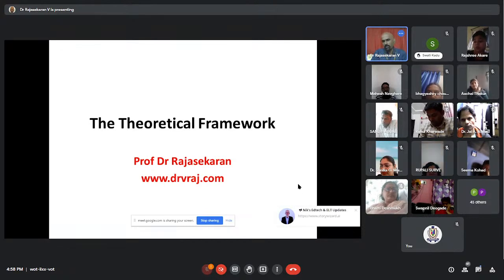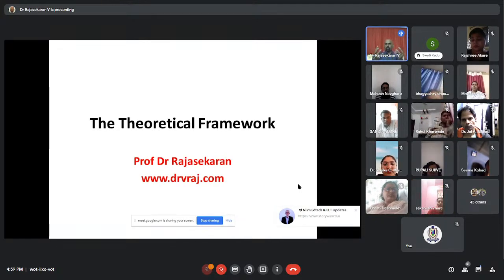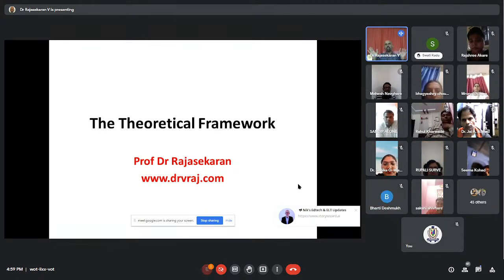Theoretical framework talks about the theory. First of all, you need to know what is a theory. A theory is a kind of a stand which is established by the experts. For instance, in online class, the virtual mode, you cannot look at the screen for a long time. But in the physical class, you can look at the people for a long time. And it is a stand, a theoretical stand.